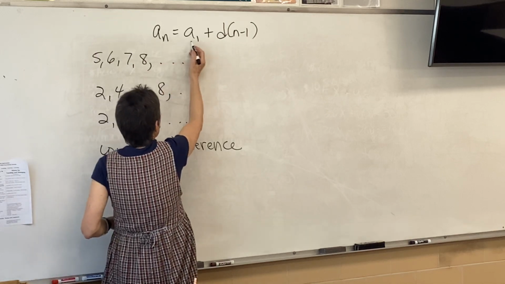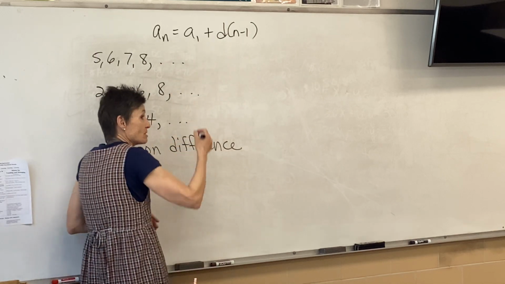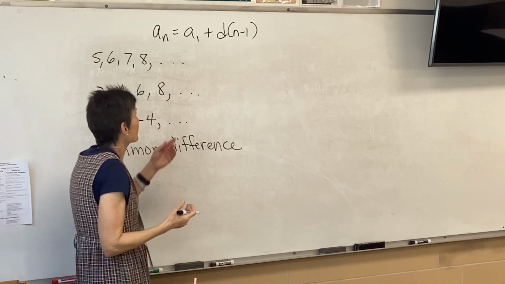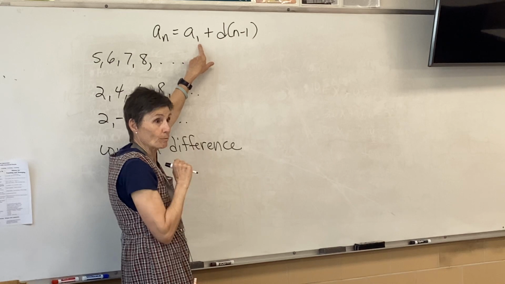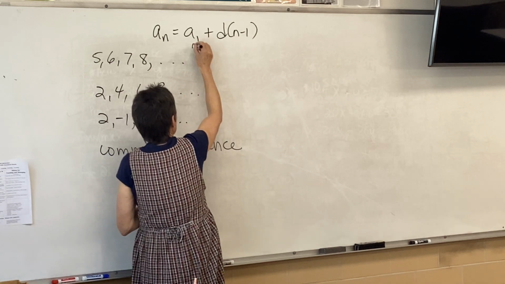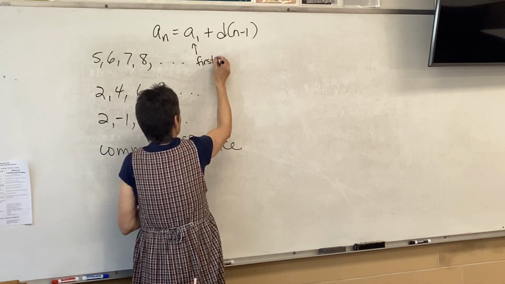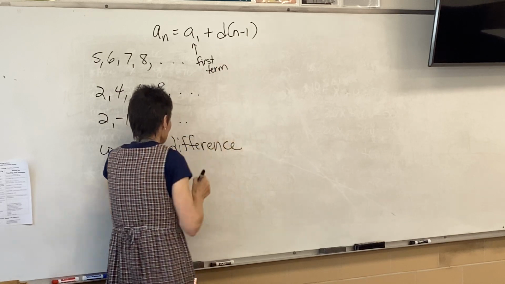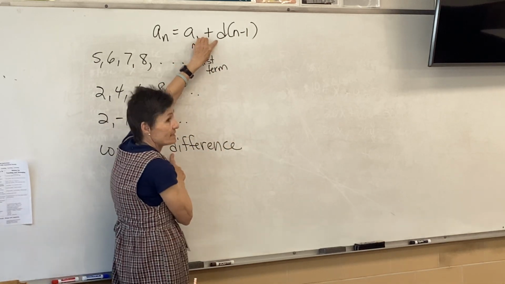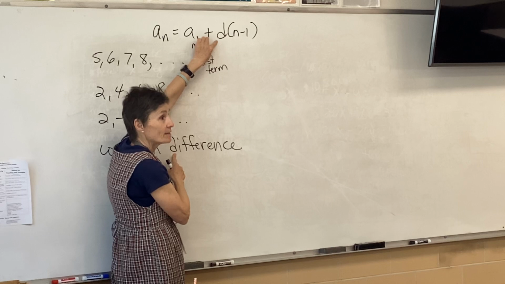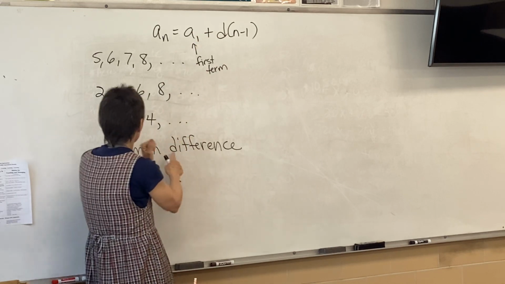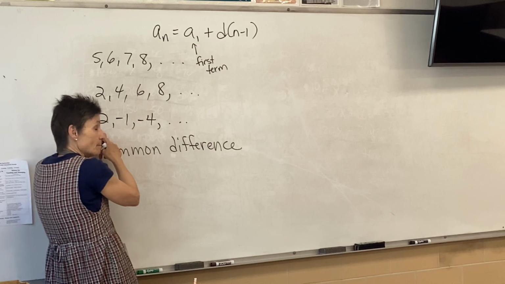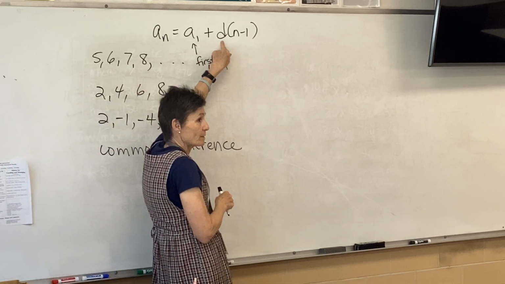So the letter A stands for a term. When you put a 1 on it, that means the first term. So this right here means first term. Any idea what the D stands for? Difference. That's your common difference. So if I were using the formula on my sequence, I would put a negative 3 right there.